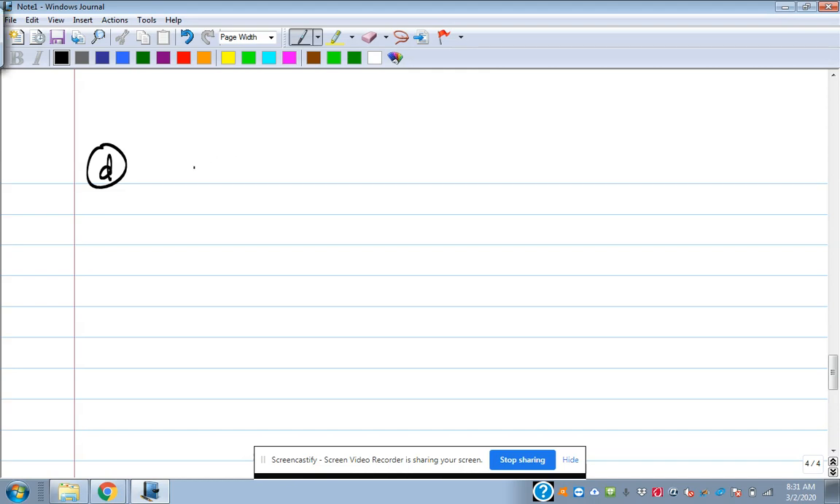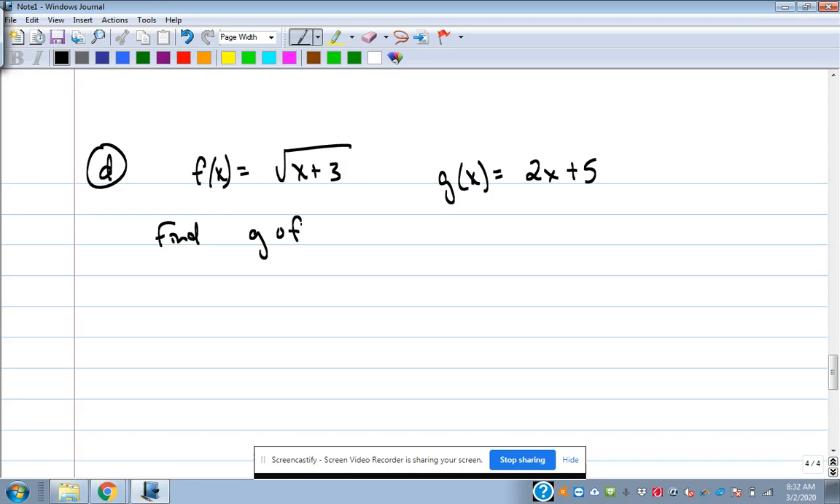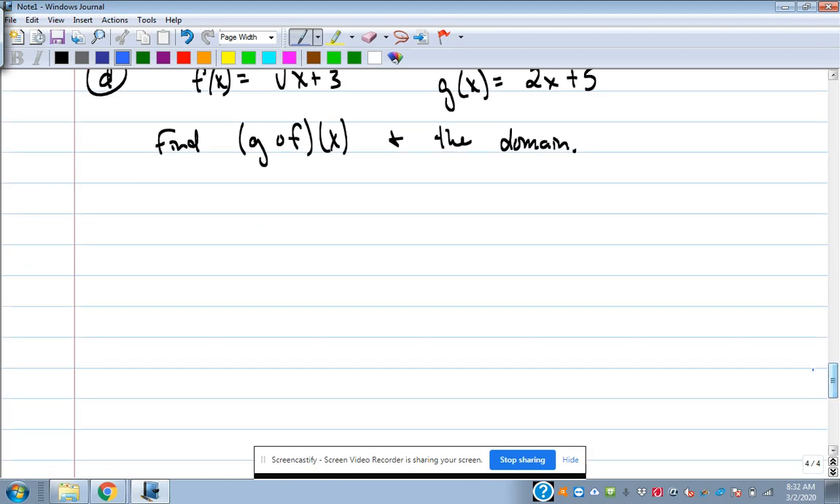So let's take the same two functions and do a different composite function and see how it changes the problem. Let's find g composed with f of x and the domain. So a different order on the composite function here. Not f composed with g, but g composed with f. So paying attention to which way the composite function is listed makes a difference.